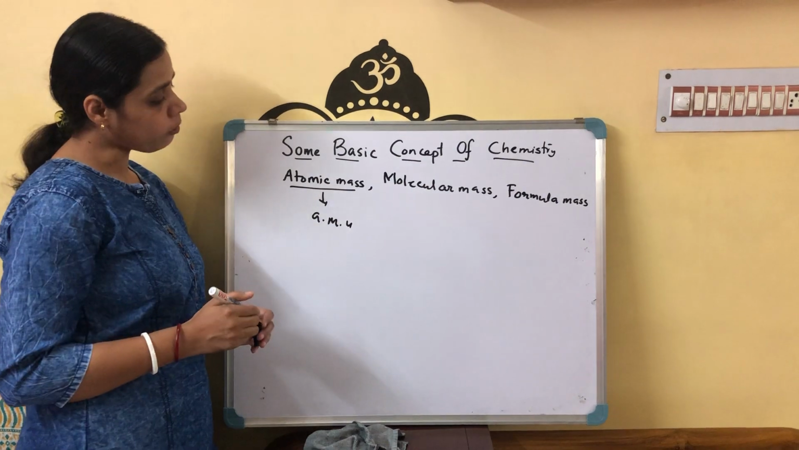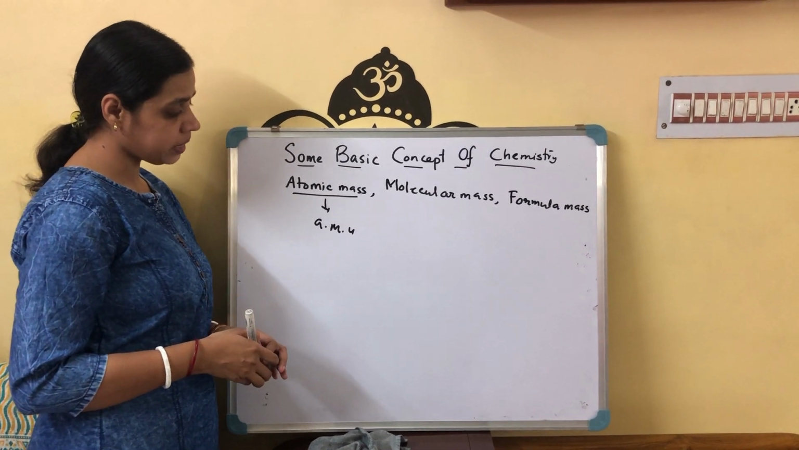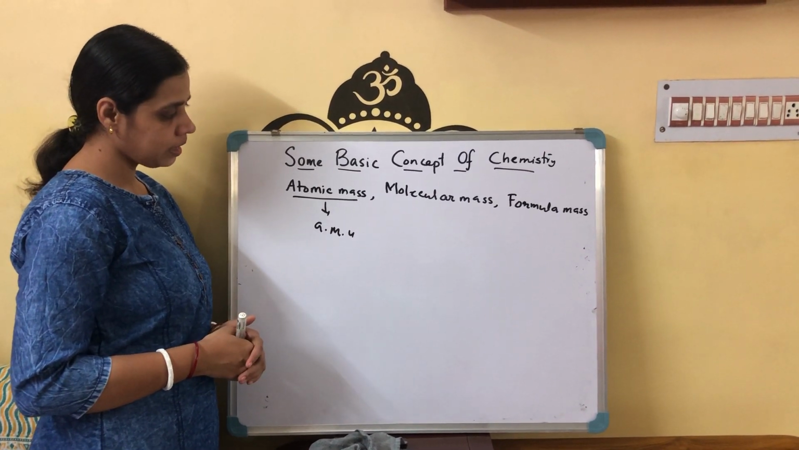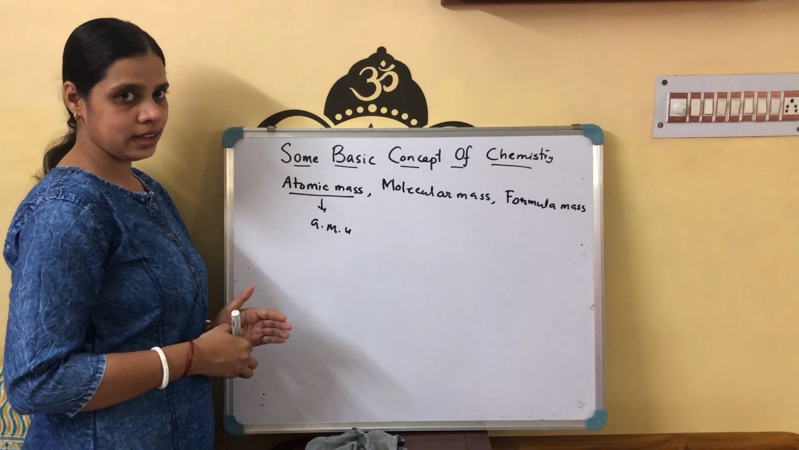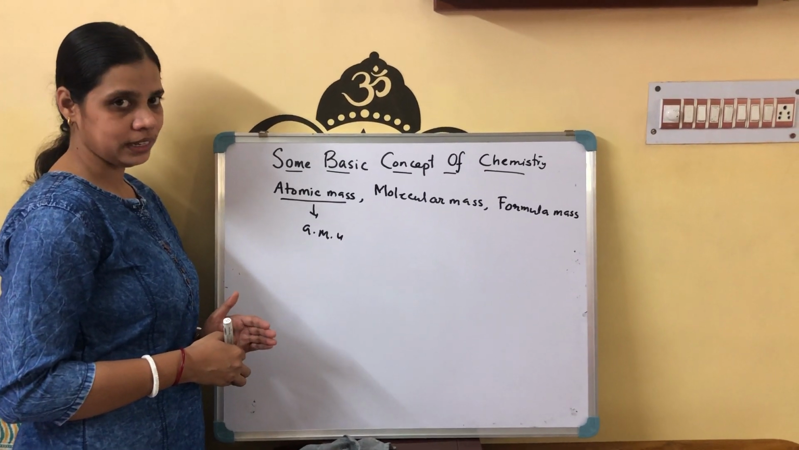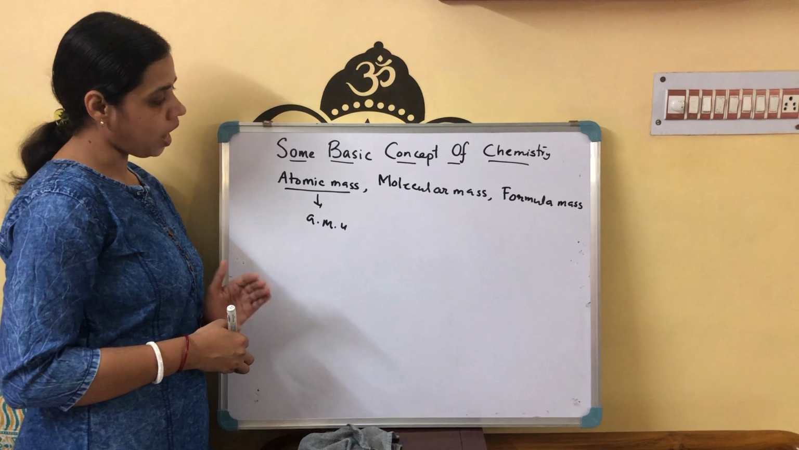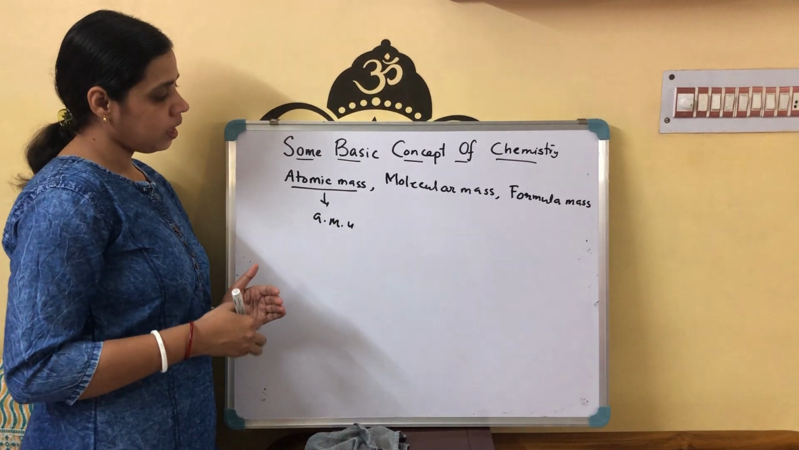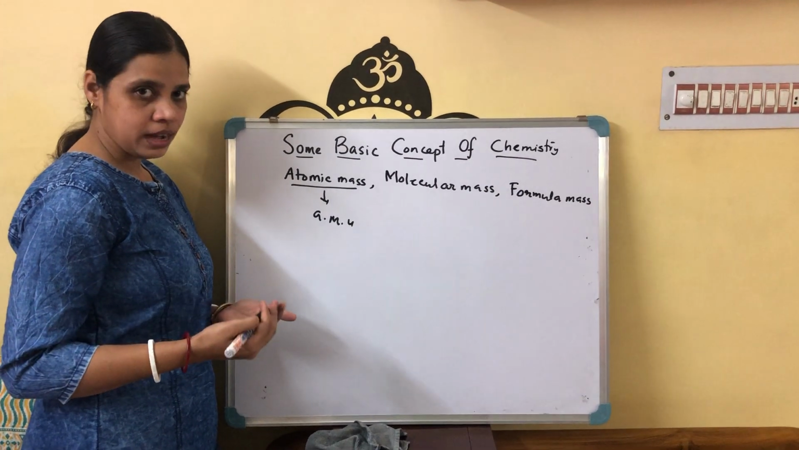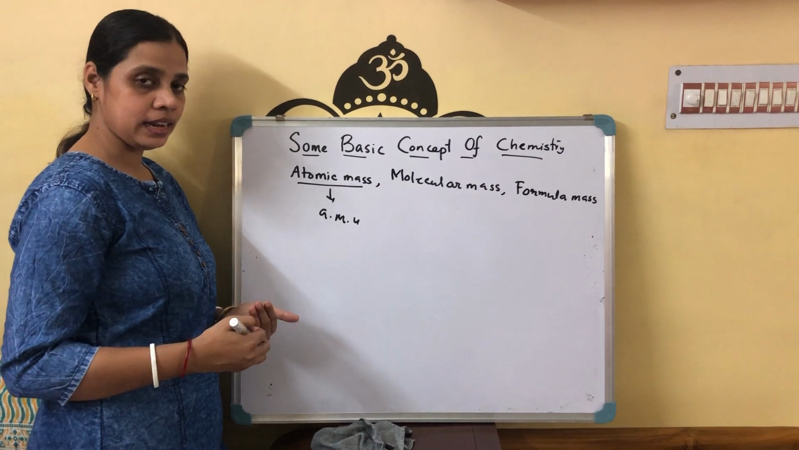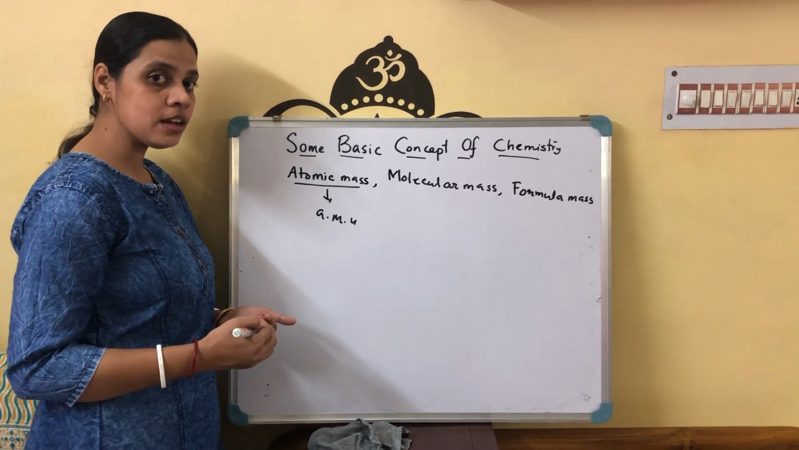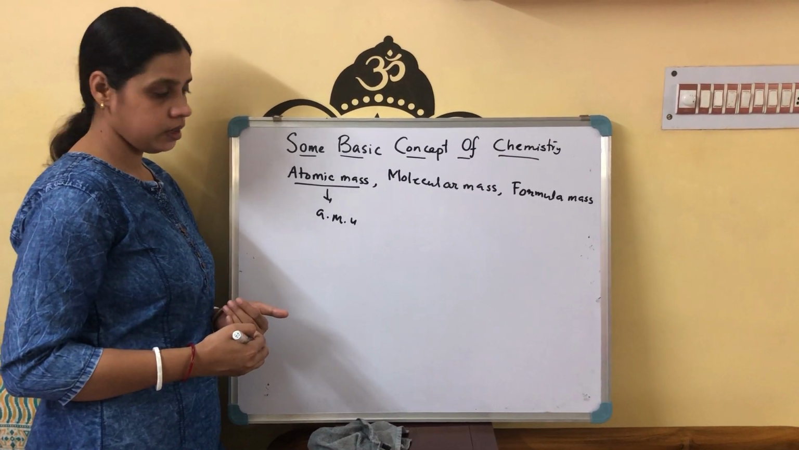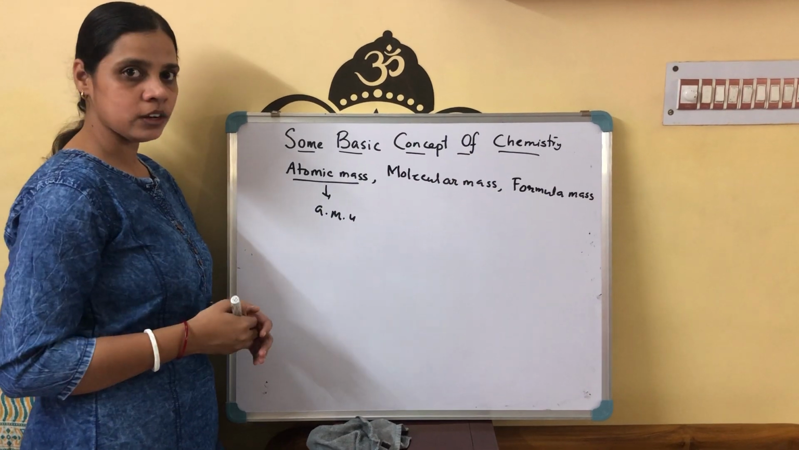Okay. So how can you calculate the atomic mass by taking the help of AMU? For that purpose, we take a stable isotope of carbon, that is the C12 isotope. How can you calculate? We see how many times an atom is heavier than 1/12th the mass of a C12 isotope. In this way, we can calculate atomic mass.